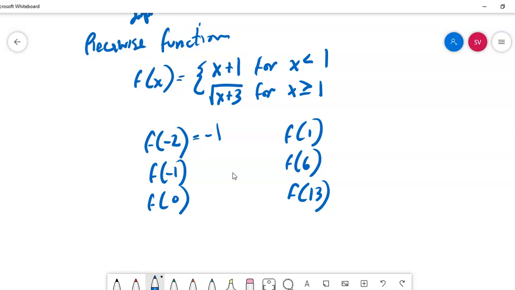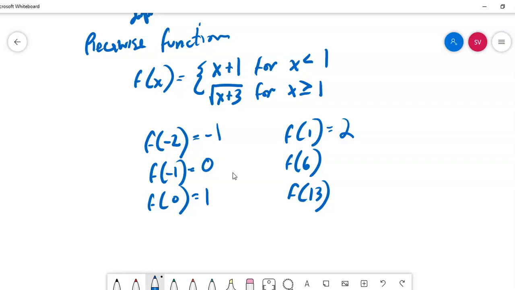Now let's look when x is minus 1. Minus 1 is less than 1, so we plug that in for x. Minus 1 plus 1 is 0. Let's look at 0. 0 is less than 1, so we plug in 0 into this top function here. 0 plus 1 will give me 1. Now let's look over here, plugging in 1. Notice 1 is equal to 1, so we have to switch to the second function here, the square root of x plus 3. So we plug in 1 for x. 1 plus 3 is 4. Square root of 4 is 2.